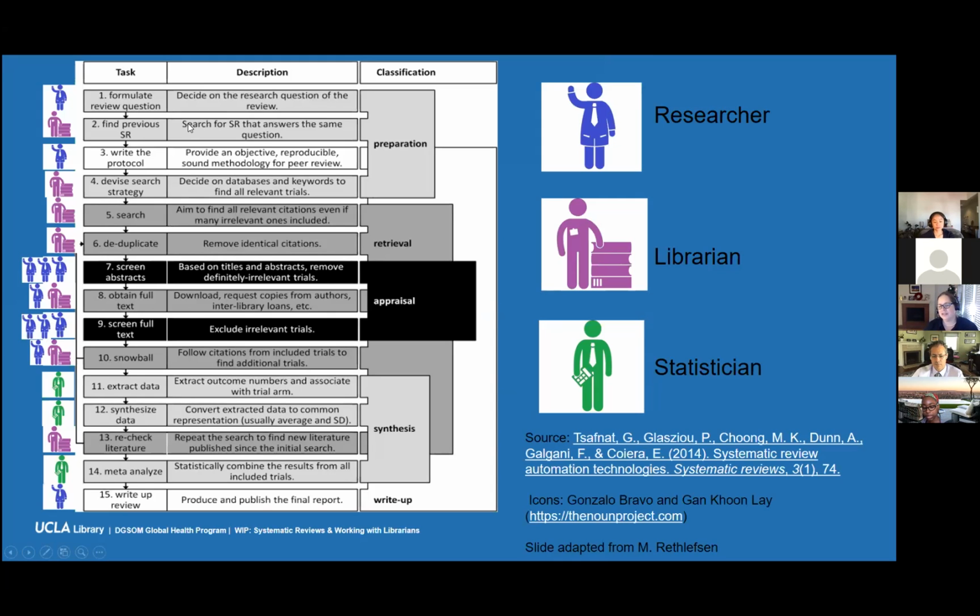So you might start as the researcher, formulating what you think is the right question that you'd like to search. And you might consult with the librarian about what other systematic reviews have previously been done in that space.